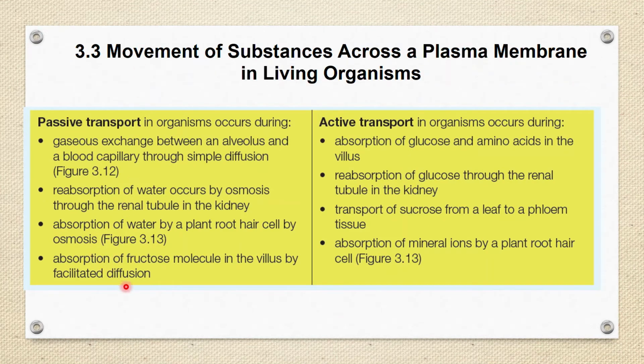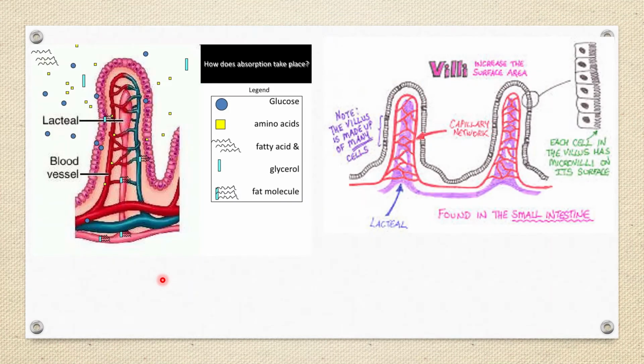Okay, and then the fourth example given is the absorption of fructose molecules in the villus. Remember the villus structure, and this happens by facilitated diffusion. Let's go and look back at the diagram. So this is the villi. Villi, if it is more than one; villus, singular. So you have the epithelial cells over here, and these are the blood vessels, the blood capillaries. So absorption takes place. So this is the lumen.